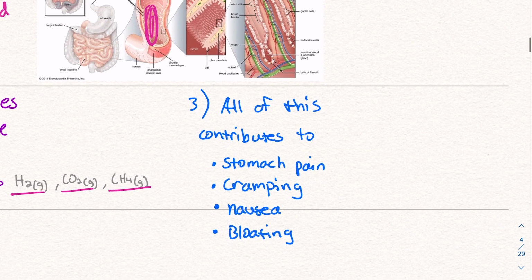Then number three, all of this contributes to the symptoms you have, from diarrhea to stomach pain, cramping, nausea, bloating. It's just a result of these and some other situations that cause these very undesired symptoms when you consume dairy products.